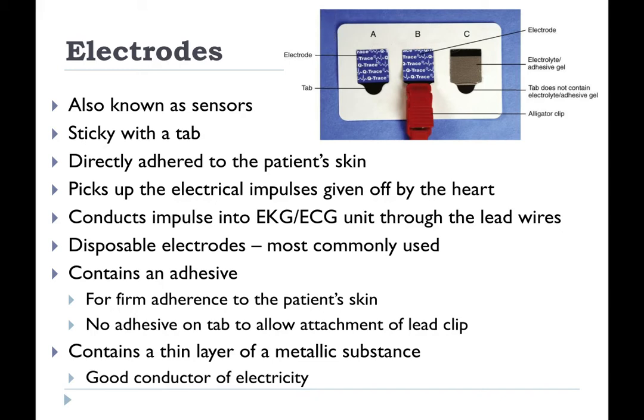So in this one, this is the electrode sticky part, and this is the non-sticky tab. Here it is again with an alligator clip attached, hooked onto the non-sticky tab. And usually sometimes they'll have a backing that you take off, like a sticker. And here's the electrolyte and adhesive gel on the electrode, and no electrolyte or adhesive on the tab.